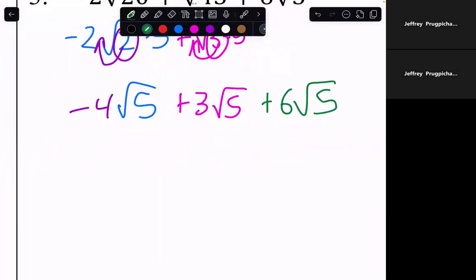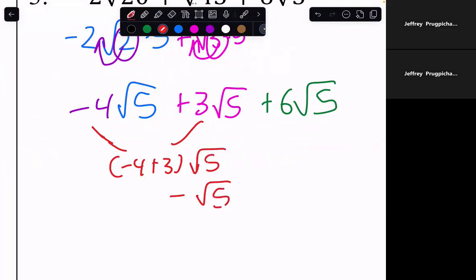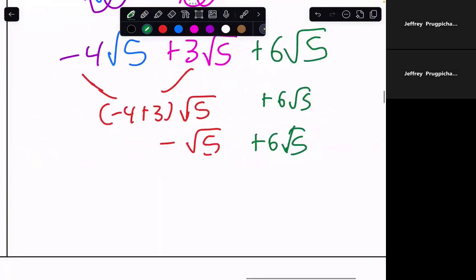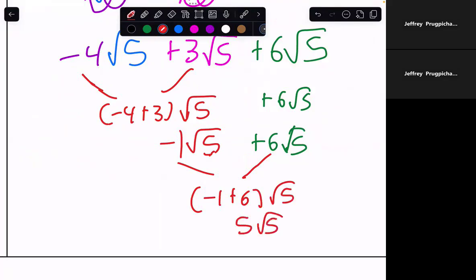Okay, so the first two can combine. They're both radical 5s. -4 plus 3 is -1. And then we still have the plus 6 radical 5. So these are also like terms. They both have the radical 5. Again, if it helps, you can put a -1 there. So -1 plus 6 is +5, and you keep it attached to the radical 5.